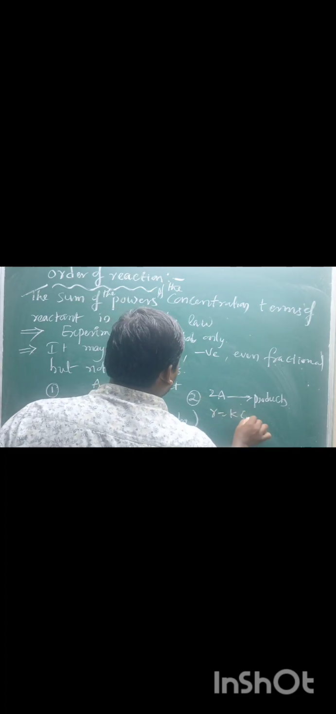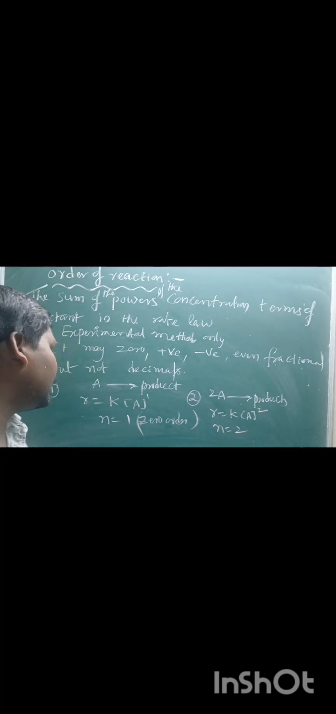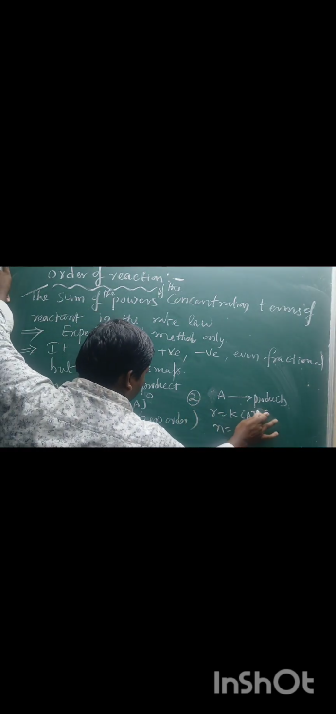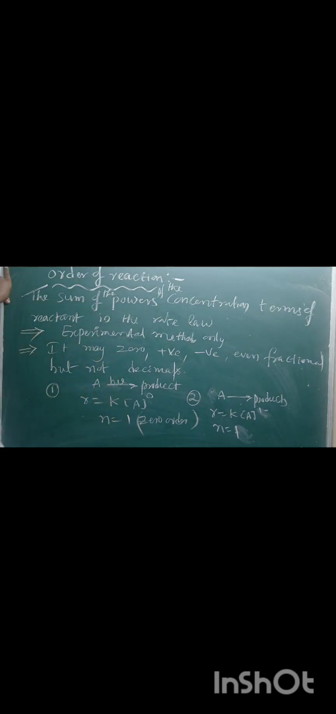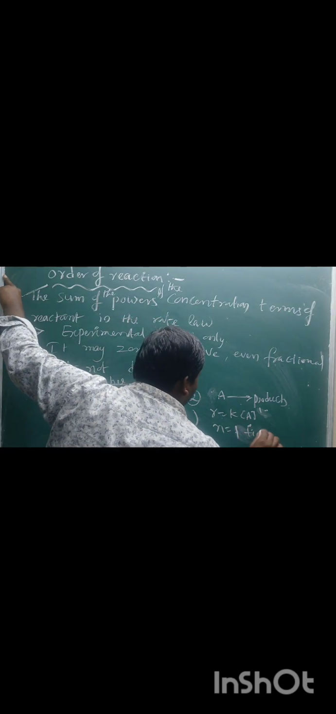If you take 2A gives rise to product, R is equal to K into concentration of A power 2. Here N is equal to 2. The sum of the powers of the concentration terms of the reactant, if you take here only one, is first order. The sum of the powers of the concentration terms of the reactant is equal to 1, is called first order reaction.